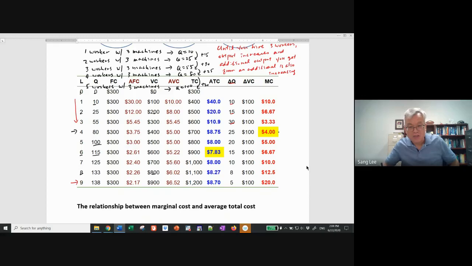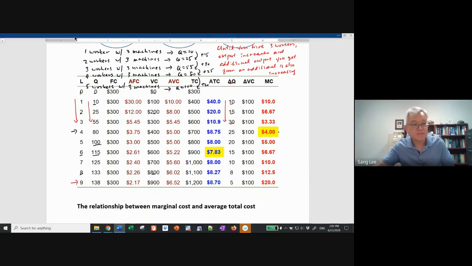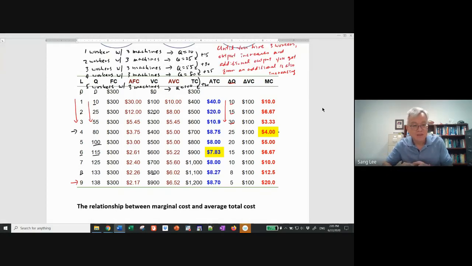So the additional output you get from an additional worker is increasing. Total output is increasing, and the additional output you get, the change in quantity, is also increasing. But after that, what happens? If you hire more than 4 workers, output is still increasing because when somebody's taking a break, they can continue to produce output, but their contribution is limited, their access to a machine is limited, yet each of them will cost you $100.